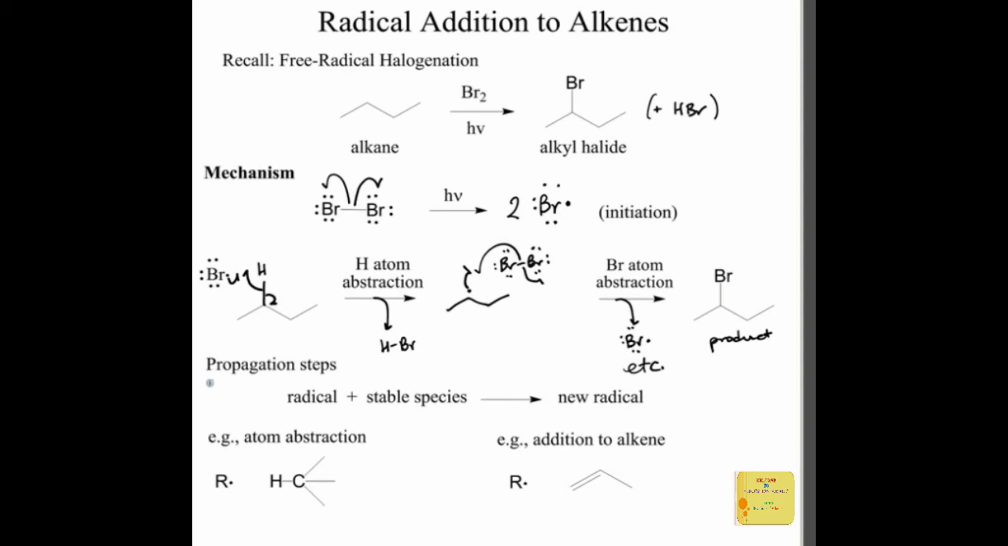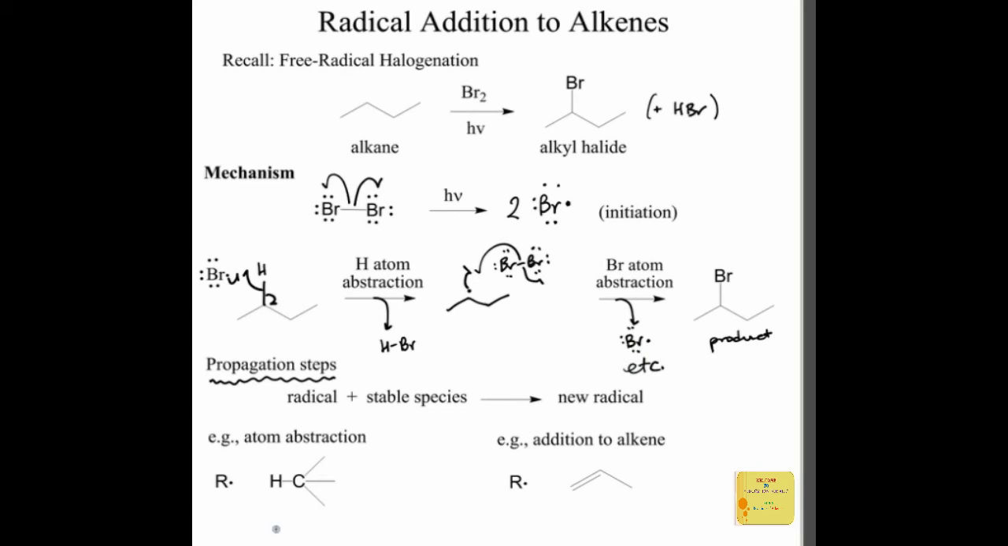Okay, and that's because the majority of the steps that are taken in any radical mechanism are described as propagation steps. We start with one radical, it reacts with some stable species, and then as a result we get a new radical. So here we had a Br dot reacting with an alkane that gave an alkyl radical, and then we had an alkyl radical reacting with Br2 to give a bromine radical. Okay, it's propagating because one radical begets a new radical.